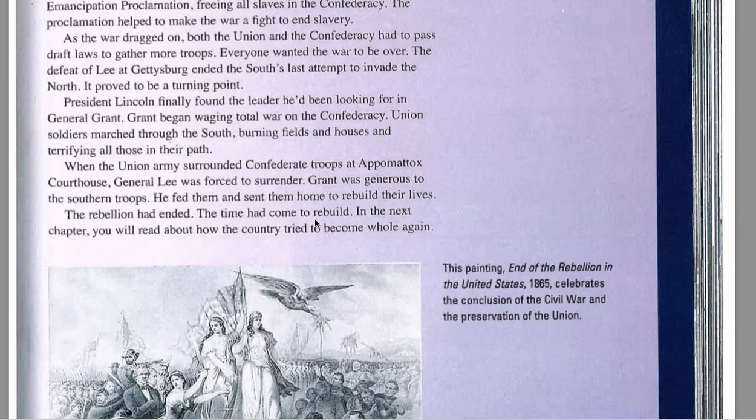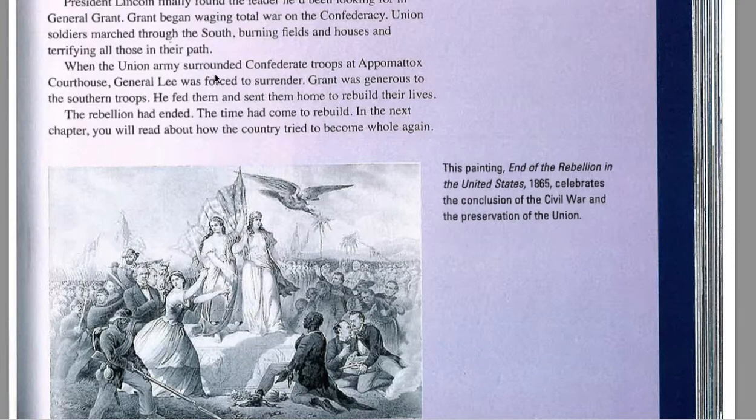When the Union Army surrounded Confederate troops at Appomattox Courthouse, General Lee was forced to surrender. Grant was generous to the Southern troops. He fed them and sent them home to rebuild their lives. The rebellion had ended. The time had come to rebuild. In the next chapter, you will read about how the country tried to become whole again.